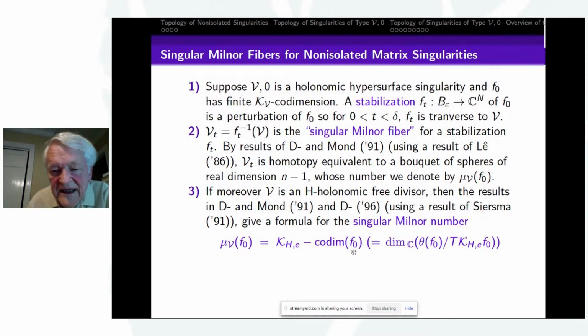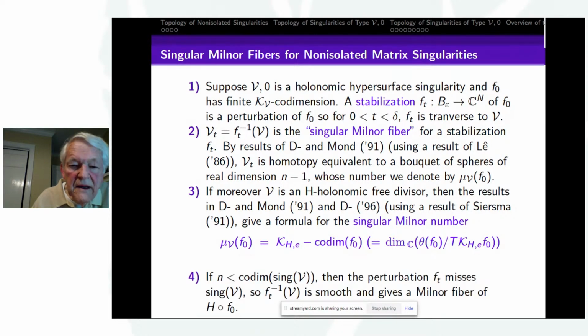And I'll say that this KH codimension, which is the quotient here, this module has very nice structure, and it's kind of like a nice module version of a complete intersection algebra. So it's very easy to work with algebraically. The other thing I'll say is that if n stayed below the dimension of the singular set of this, when you do this perturbation, you miss the singular set, so this remains smooth, and you actually just get a Milnor fiber of H composed with F0.